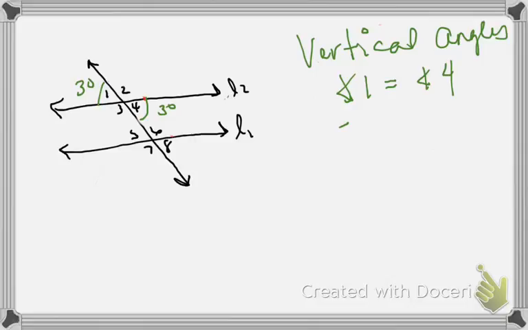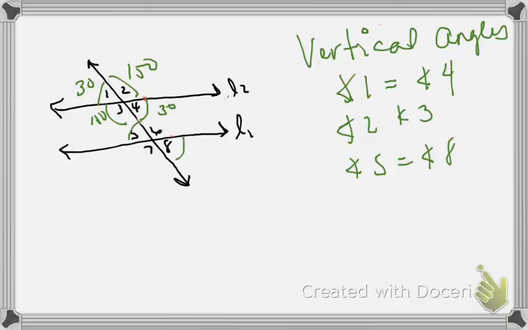Angle 2 and angle 3 are vertical angles. So if one equals 150, the other one equals 150. Angle 5 equals angle 8, and angle 6 equals angle 7. These are the vertical angles. They're almost like diagonal from each other. See how that works? They share vertices, the point in the middle. So that's vertical angles.